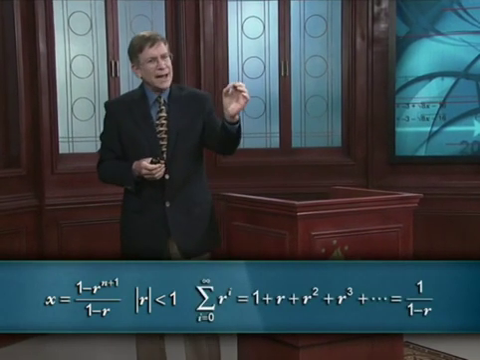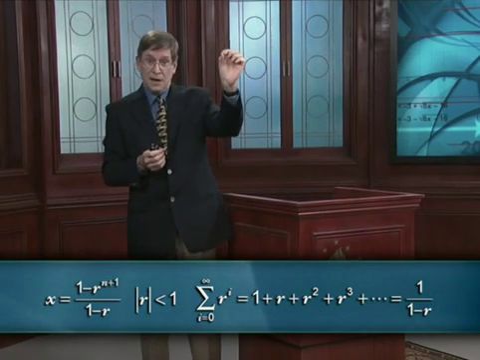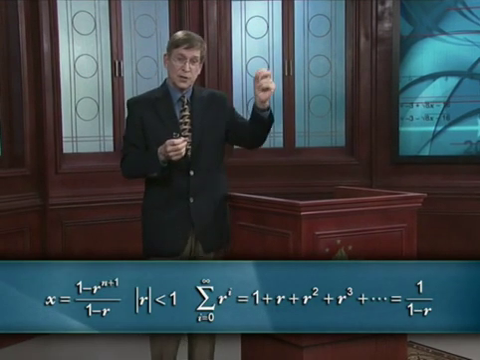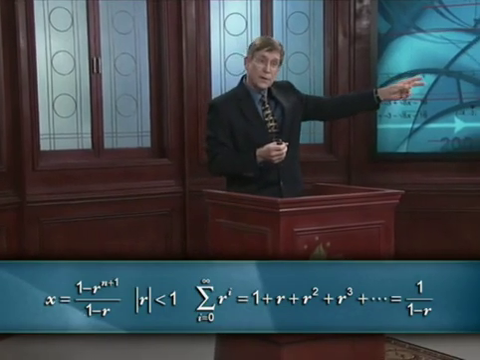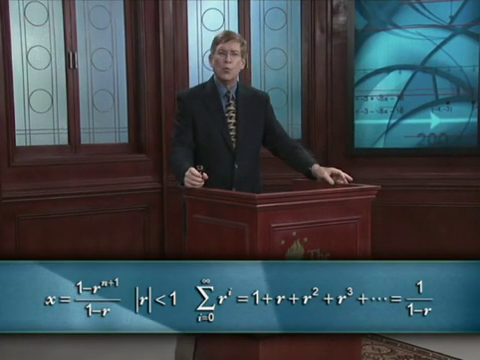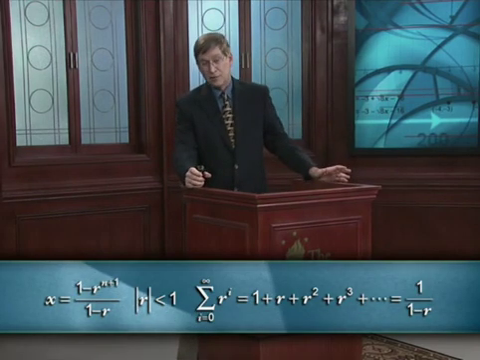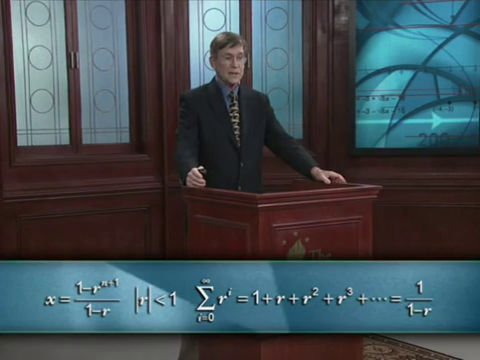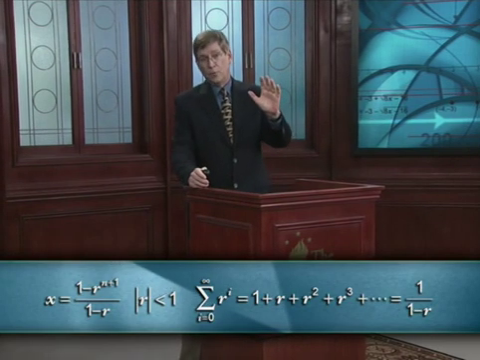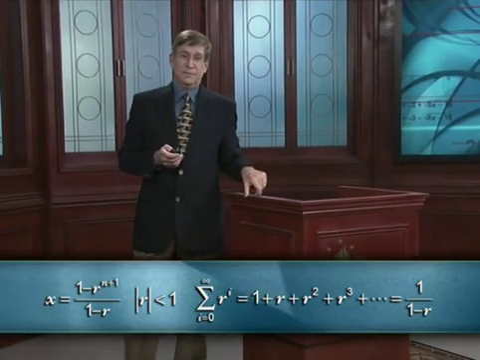And in fact, if you add from i equals 0 to infinity of r to the i, that's 1 plus r plus r squared forever. The r to the n plus 1 disappears, and your formula is 1 over 1 minus r. And of course, you have to make sure that the absolute value of r is less than 1. If r is greater than or equal to 1 in absolute value, the series doesn't add up to a finite number.